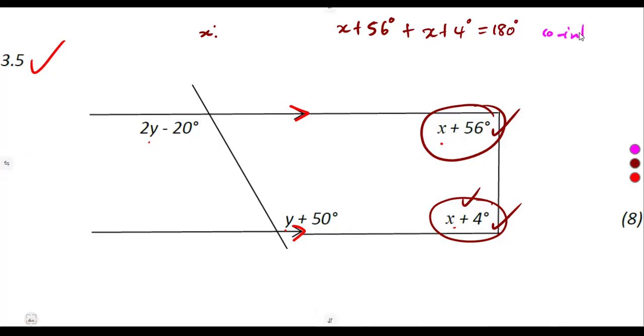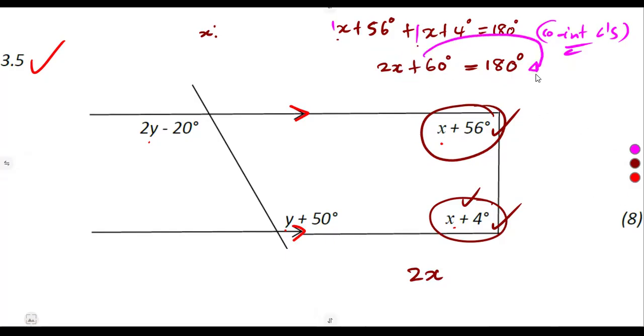As we are given these two lines that are parallel, these are co-interior angles, guys. We have an equation there. So let's solve for x. This is 1x, this is 1x. So add that 1 plus 1, that's 2x, 56 plus 4. This is going to give us 60 degrees. That's equal to 180. So you can solve for x by taking the 60 to the other side of the equation. It was a positive, it will be a minus.